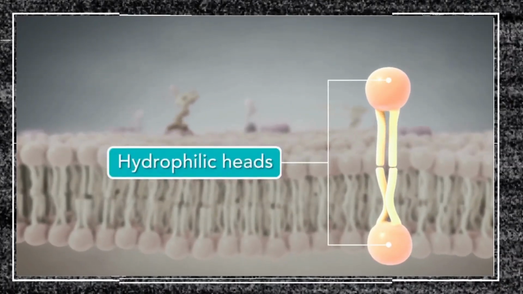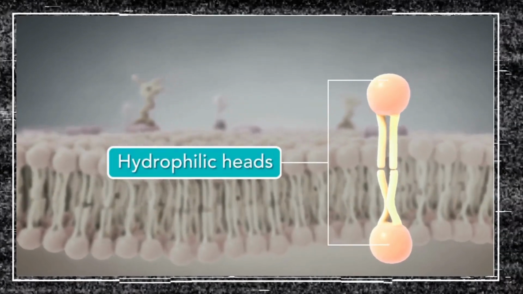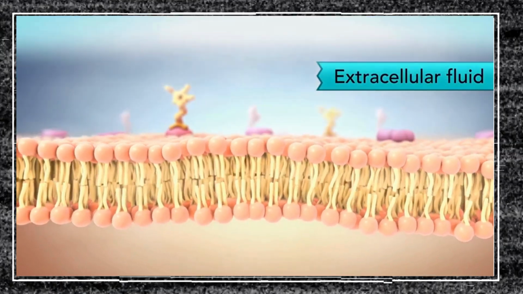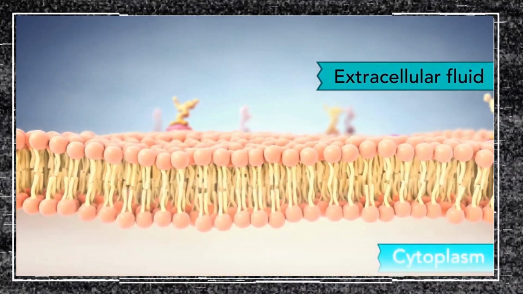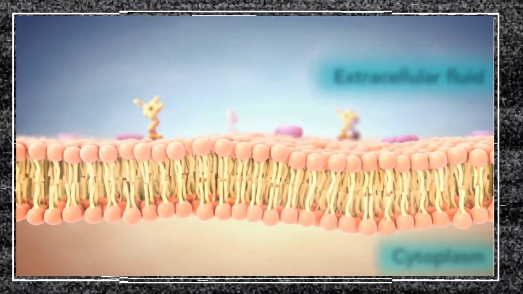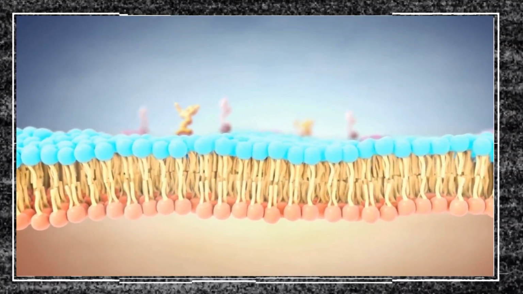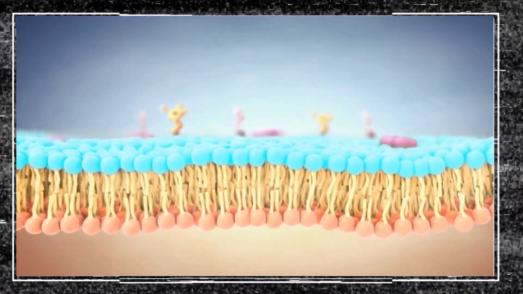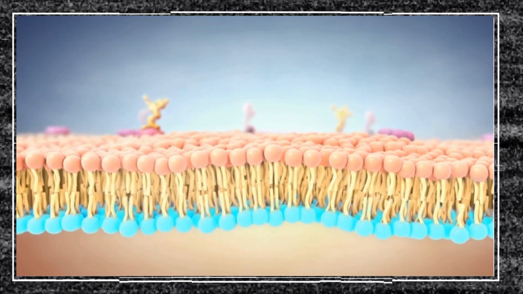The round head portions are hydrophilic, which means they are attracted to water. Both the extracellular fluid, meaning fluid outside the cell, and the cytoplasm inside the cell are mostly made up of water. So the hydrophilic phospholipid heads of the outer layer will be oriented toward the extracellular fluid, and the heads of the inner layer will be oriented toward the cytoplasm.